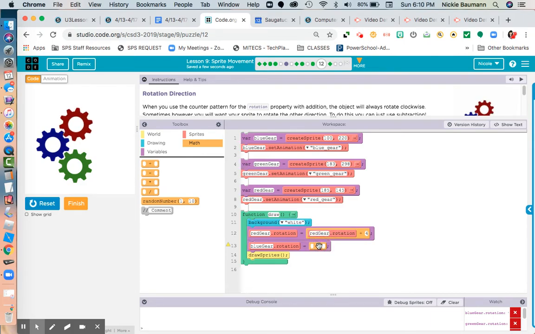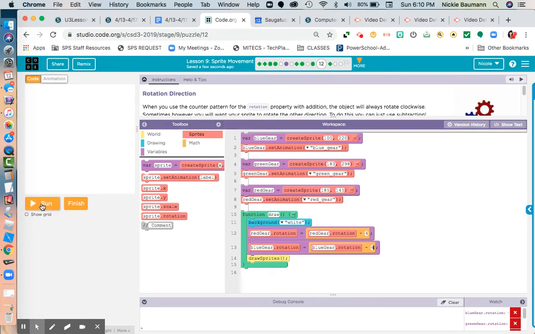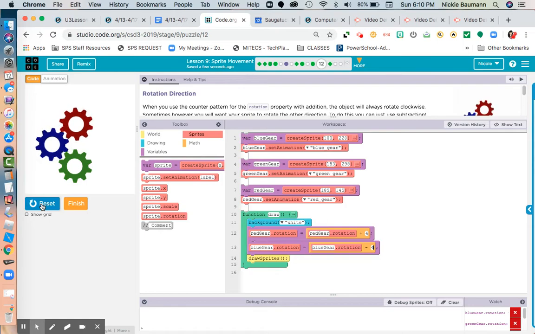And then I have to apply it to the last location of the gear. So I have to call upon that sprite again. So I have to go back to sprites, go to sprite rotation. I'm going to call upon blue gear for its last location, and that's what this does. And I'm going to subtract 4. And I want to keep the numbers the same because I want it to be consistent. So if I reset and run, now you'll notice they're working in opposite directions.